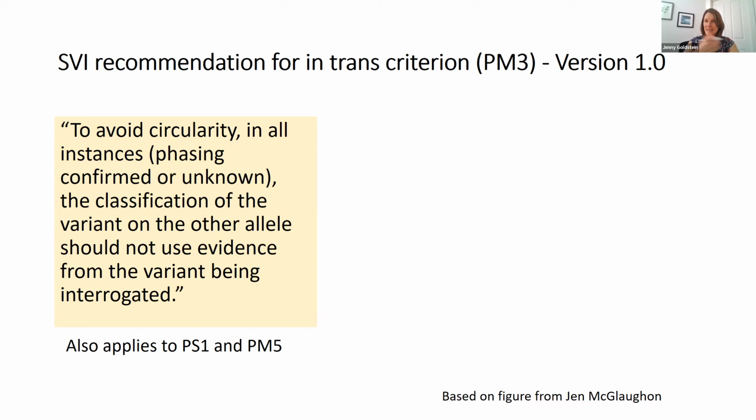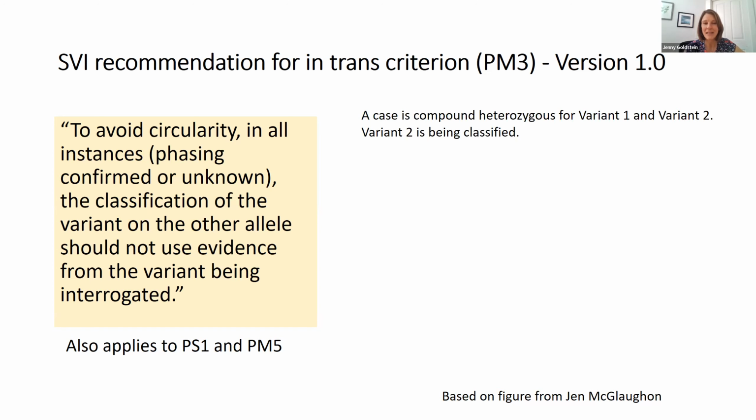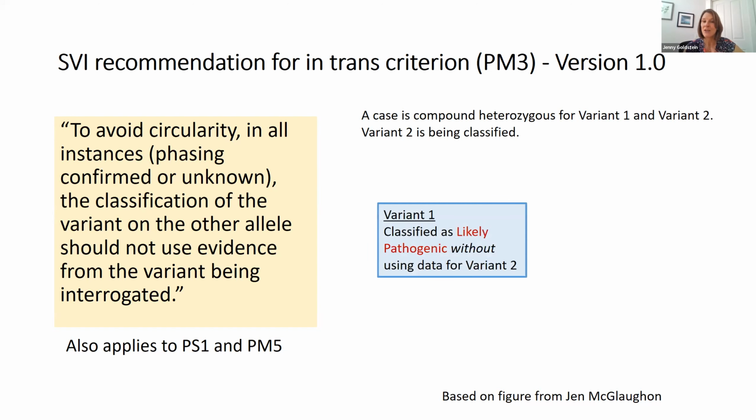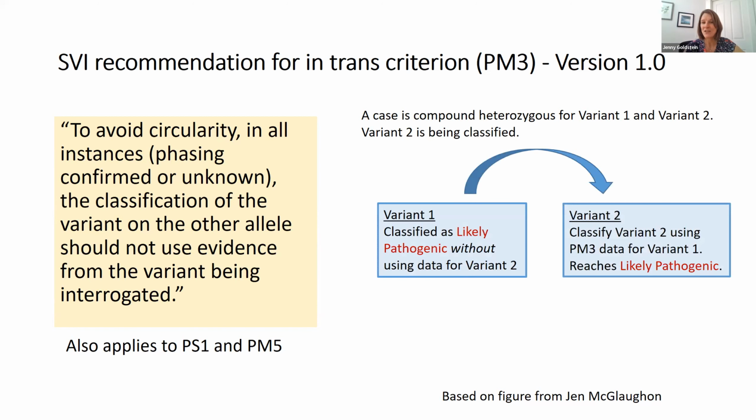So we've taken this fairly seriously in our VCEP, and I'm going to show an example of how this can work. Let's say that you're curating a case that's compound heterozygous for variant 1 and variant 2. Variant 2 is being classified. You already know that variant 1 is likely pathogenic without using data for variant 2, so you can then use that as evidence for variant 2.